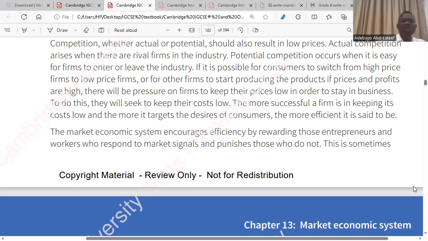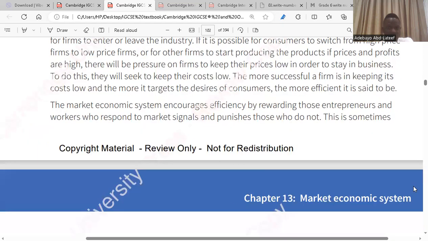So, why is it beneficial to consumers when there's competition? It is beneficial to consumers because they can switch from a firm that is selling at a higher price to a firm that is selling at a lower price. And if it becomes easier for consumers to switch, firms wouldn't have any other option than to reduce their price so they don't lose their customers. Is it clear?